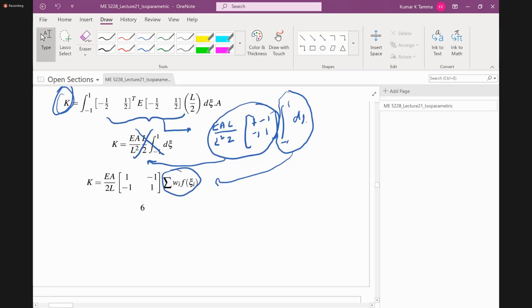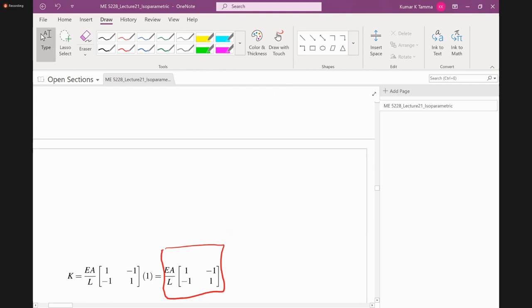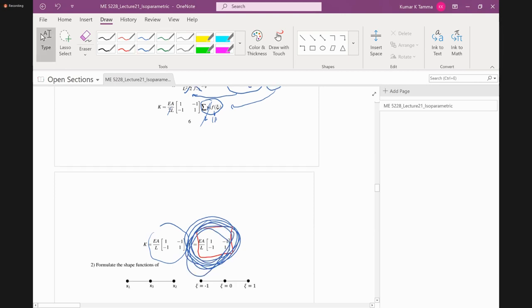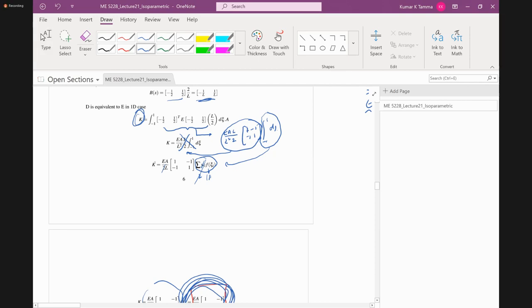And if I do WI is 2, because it's a linear line, WI is 2, the function of cos is 1. Therefore, if you take a look at it, 2 cancels with 2, and you get EA over L times this one and this one. So you got back this. So do you understand how to get K using numerical integration? All you have to do is to program this one. Code this one, if you have to write a computer code.